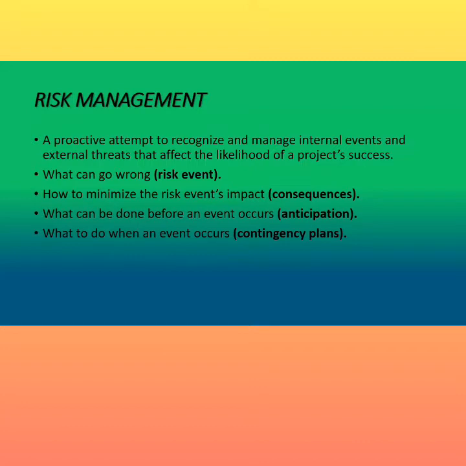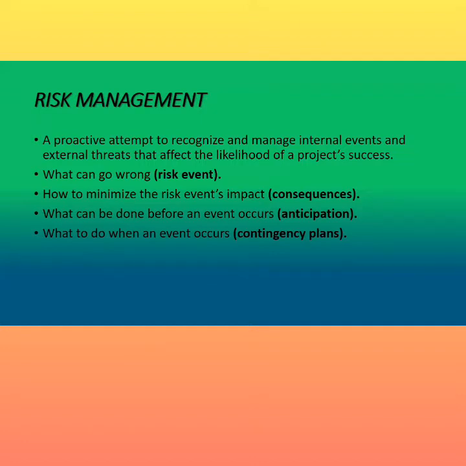Okay, these are the tasks for this project. The first point is risk management. Risk management is a proactive attempt to recognize and manage internal events and external threats that affect the likelihood of a project to succeed. The second one is what can go wrong during the event. The third one is how to minimize the risk event impact, the consequences of the risk management program. And the fourth is what can be done before an event occurs.